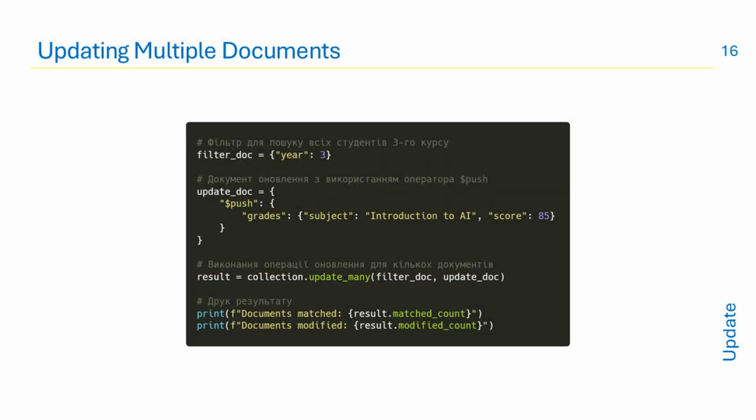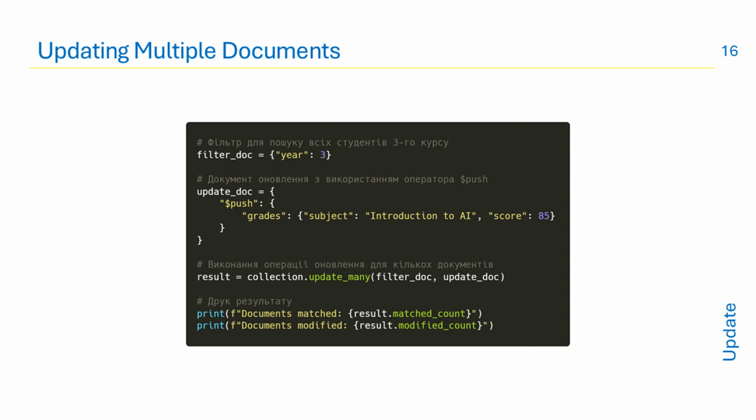Just as we can insert many documents at once, we can also update many. For this, we use the update many method. This is extremely useful for applying the same change to a large number of documents that share a common characteristic. The syntax is identical to update one. It takes a filter and an update document. The crucial difference is in its behavior. It will find every document that matches the filter and apply the update to all of them.